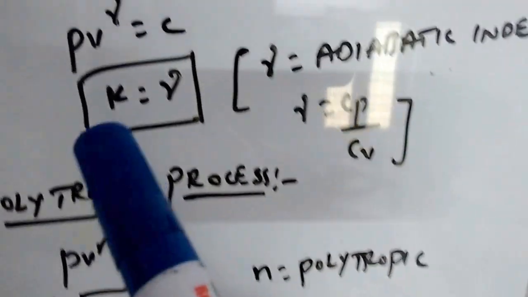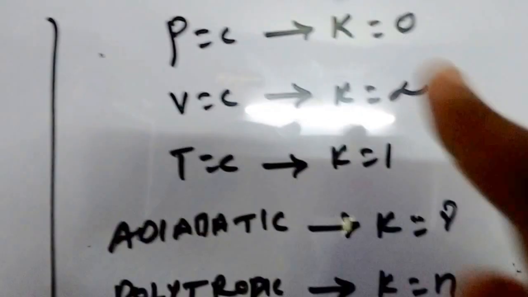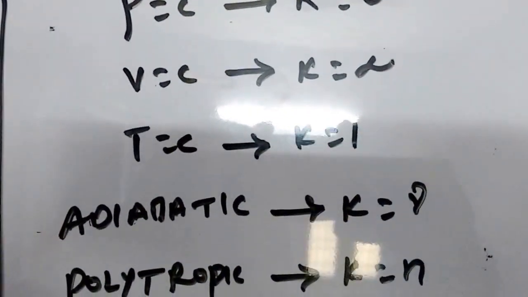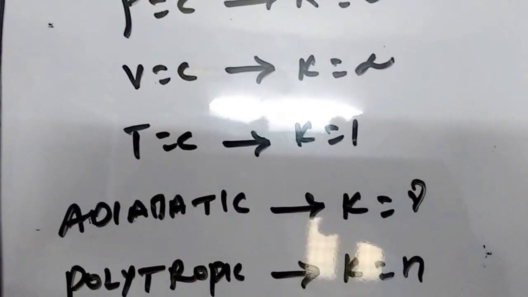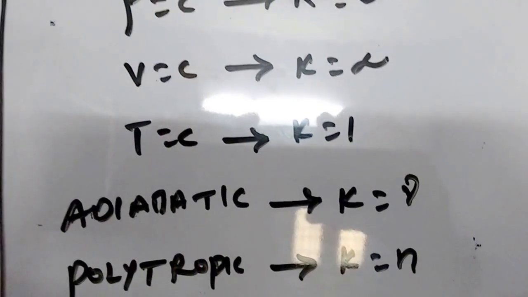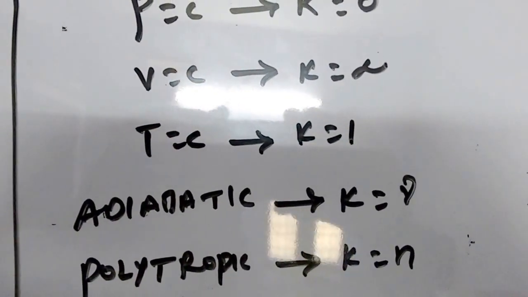From the above processes, we can conclude that for a constant pressure process, K = 0. For a constant volume process, K = infinity. For a constant temperature or isothermal process, K = 1. For an adiabatic process, K = gamma. For a polytropic process, K = n.